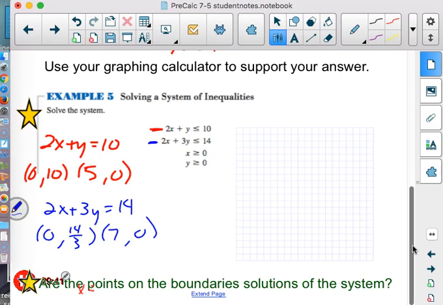14 thirds. Let's see, 3 will go in there, 4 and some change. Oh, I could have got away with a negative 10 to 10 window. But there's no negatives here. How do I know there's no negatives for this graph? These last 2 right here. X has to be greater than or equal to 0, and Y has to be greater than or equal to 0. So why put all those negatives on there if we don't need them? We will just go ahead and go with quadrant 1.